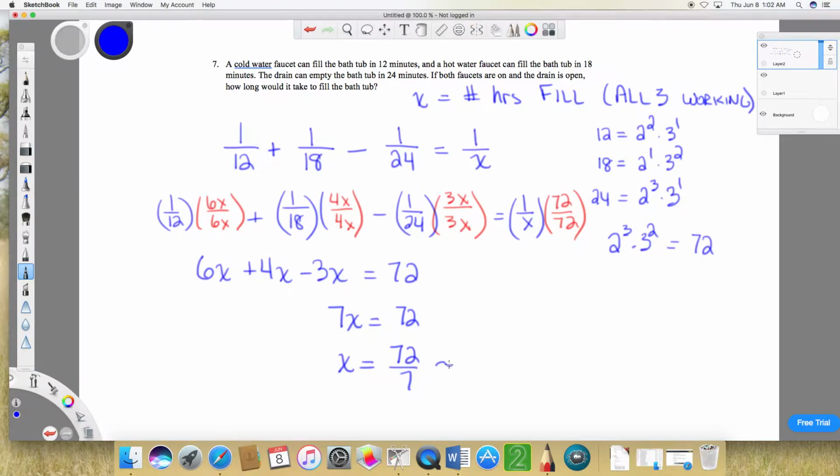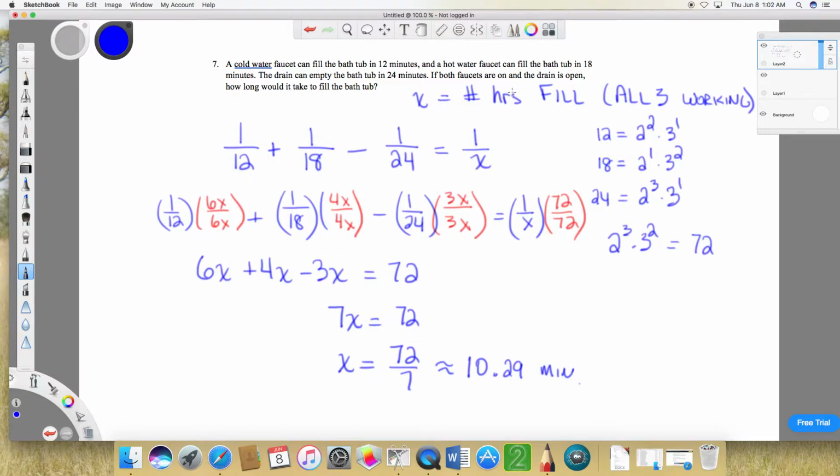Let's round that to a couple decimals. So 72 divided by 7. If I've keyed things in right, I'm getting 10.29 minutes. And that's the length of time.